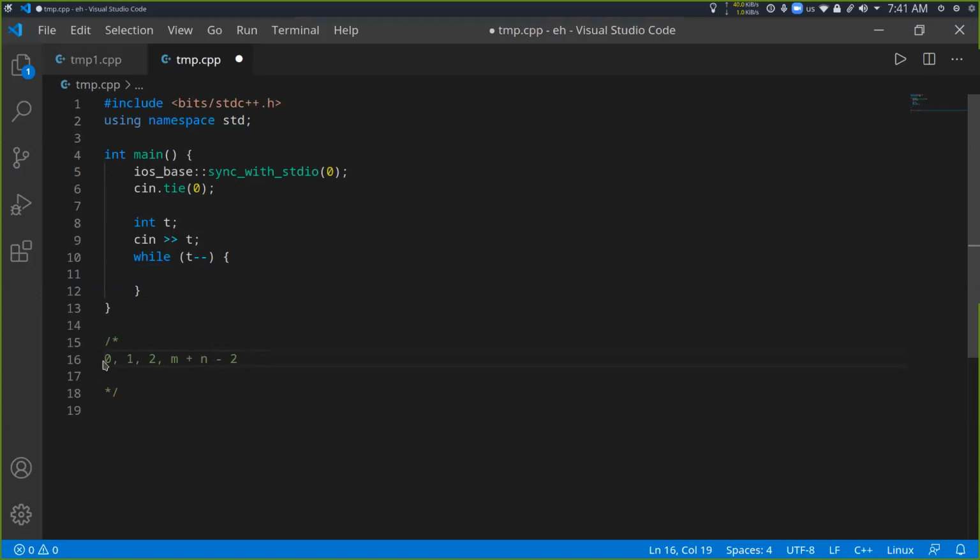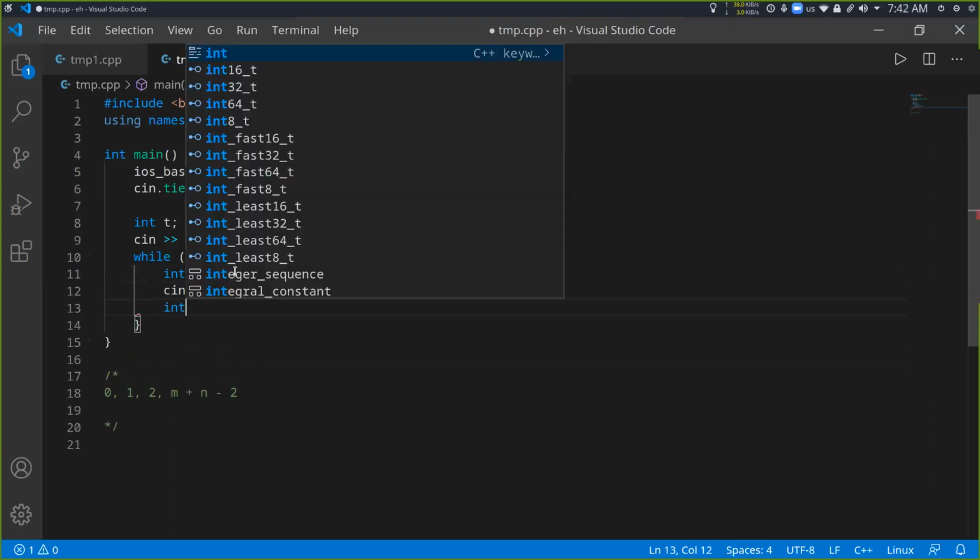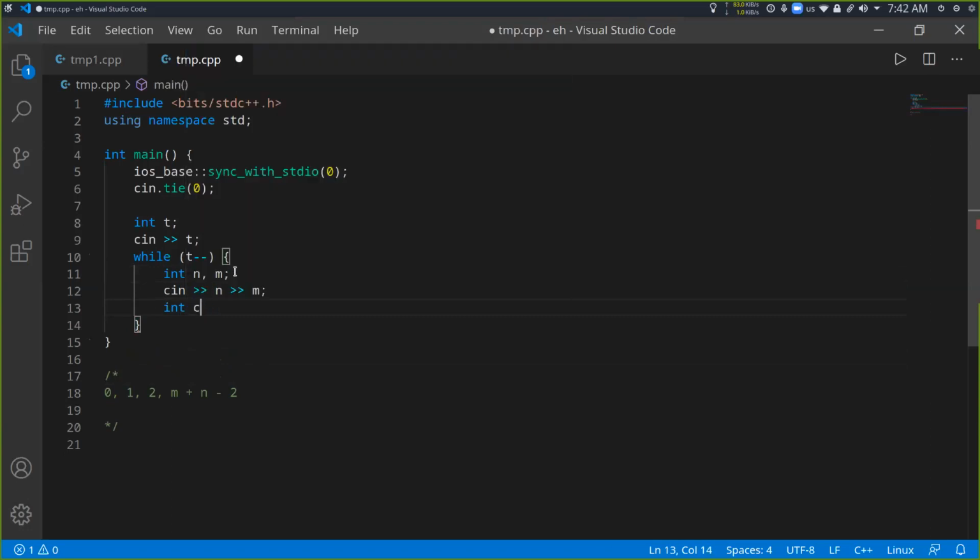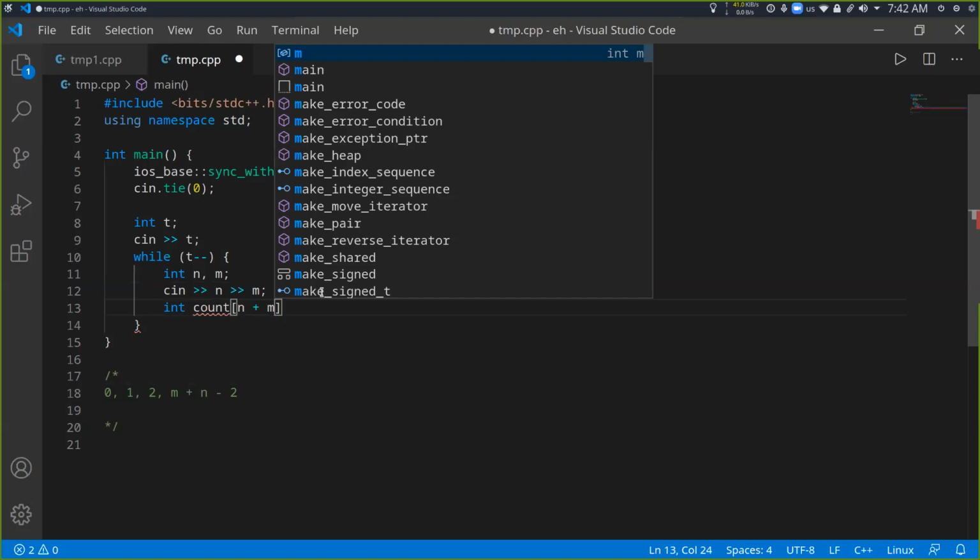And then the index of any element of the array contains the number of zeros and the number of ones for this particular diagonal. So what does that mean? We take n first. So we have an array called CNT, which is count. Let's make it count, CNT of size n plus m minus 2.